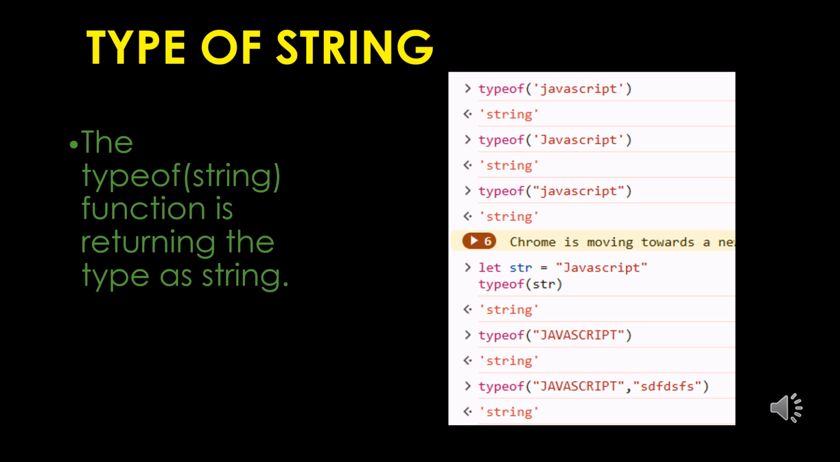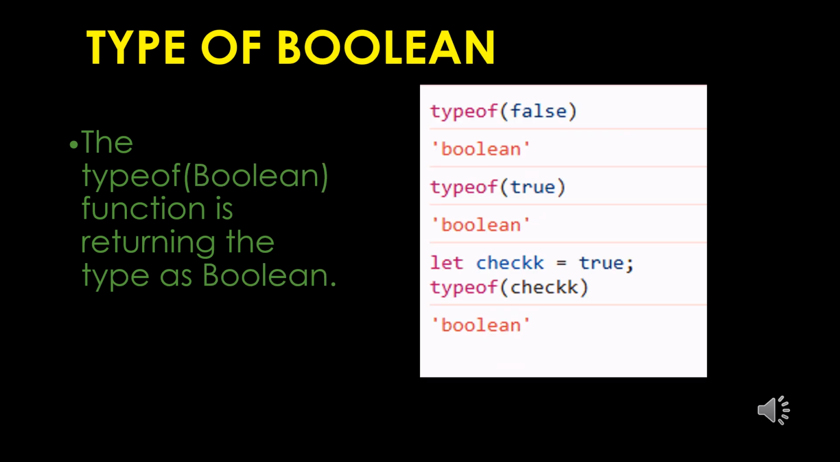Typeof string. So when you are going to check the type of a string variable, particularly in double quotes or single quotes, or when you have stored this string in a variable, if you are going to check that particular variable, everything will be returned as a string type. Typeof boolean. So when we are trying to utilize the values true or false, or when we test a boolean type variable, you can see the result as boolean.